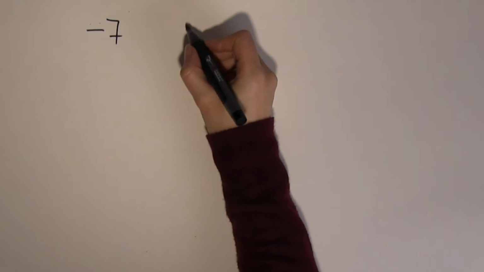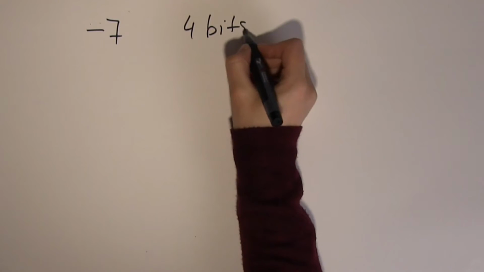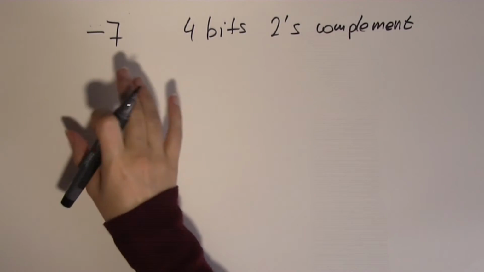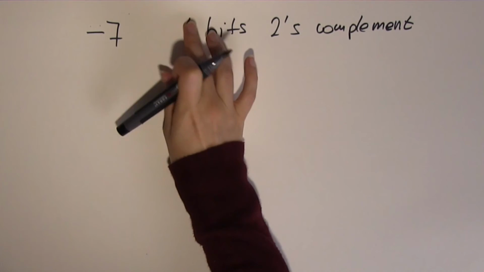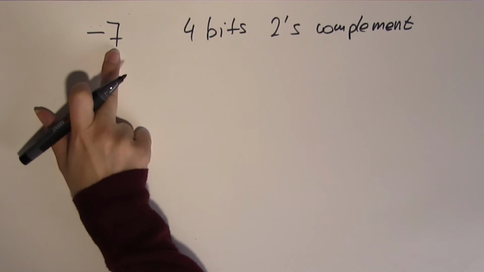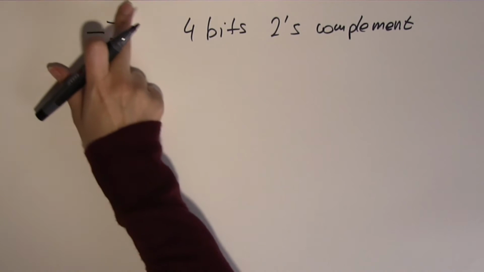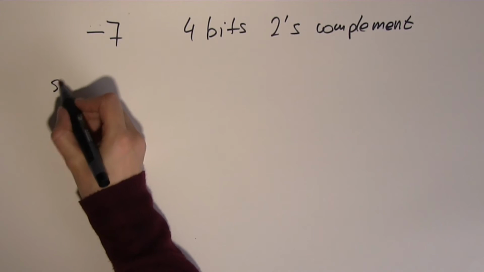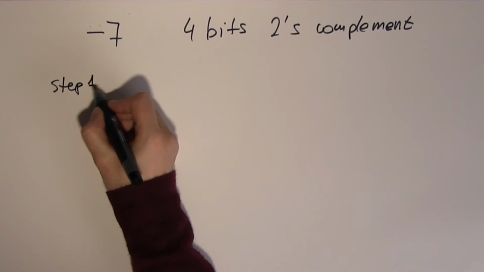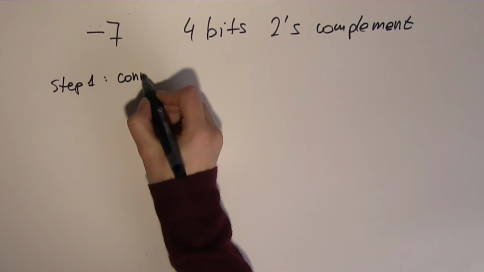The next example is -7. Let's just stick with the 4 bits 2's complement again. Again, every single binary number in this system is 4 bits long. So when I want to convert -7, the first thing is I look at the positive equivalent, the 7, and I convert that into binary. So that will be step 1, conversion.